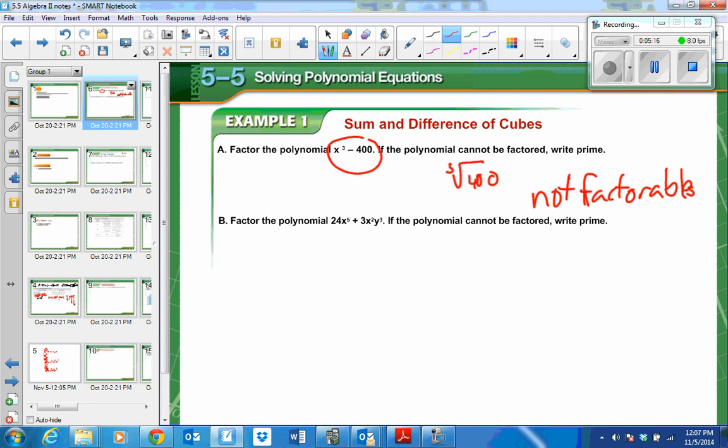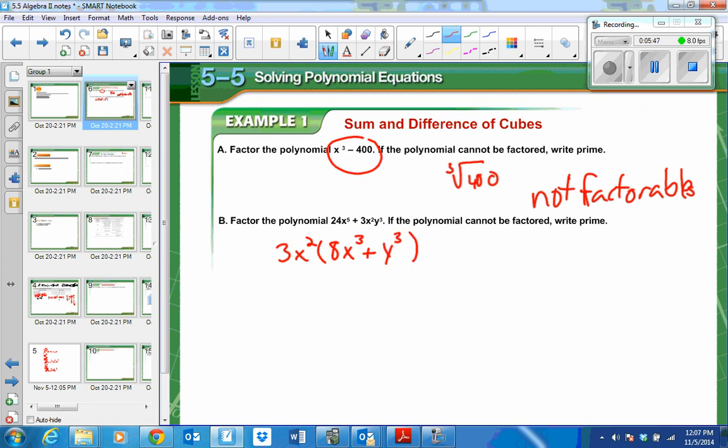Now, if we look at this next one, always the first step of factoring is to pull out your greatest common factor. So I look at 24 and I look at 3, and I know they have 3 in common. And I see that in each of these monomials there are x's, so I can pull out an x squared. So this is going to become 3x squared times 8x to the third plus y to the third.